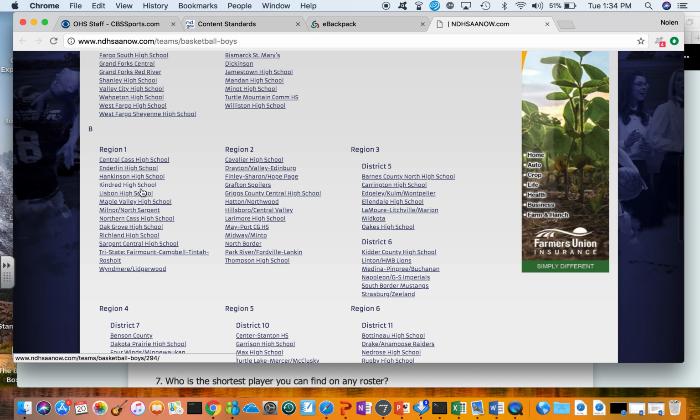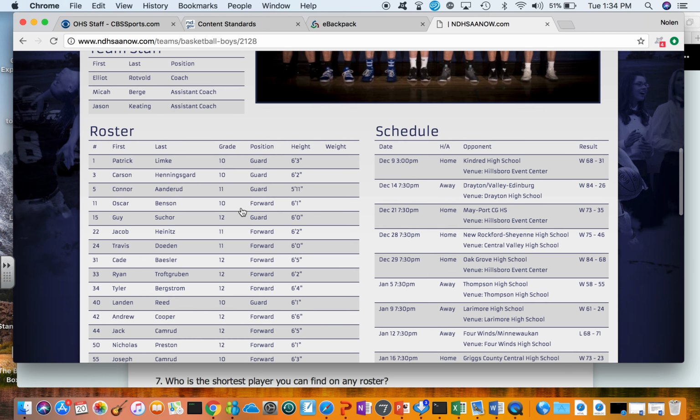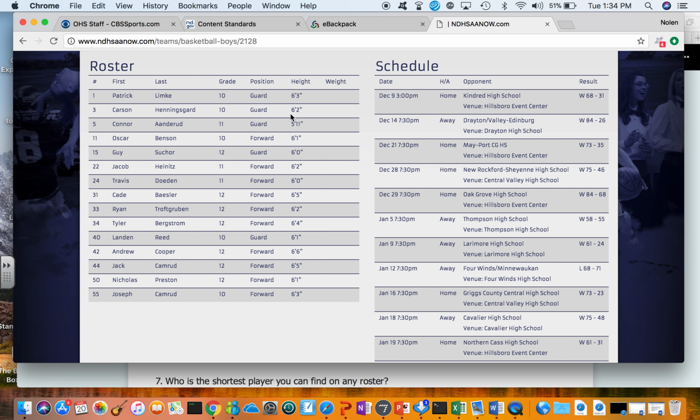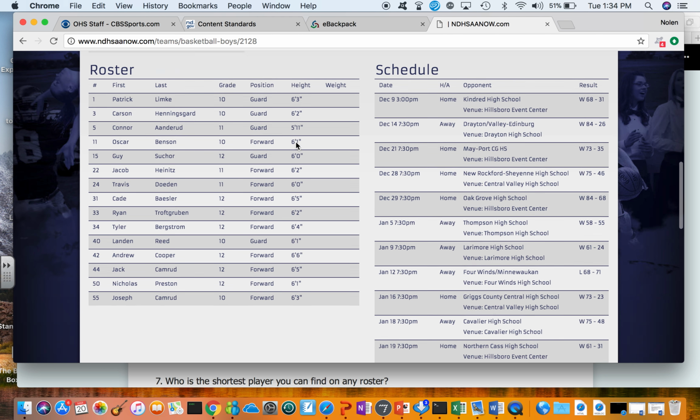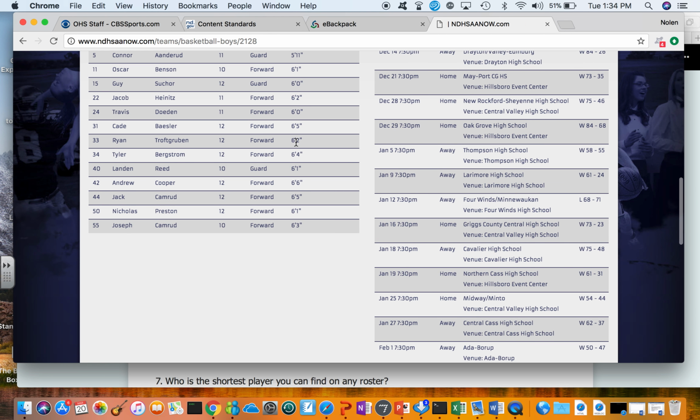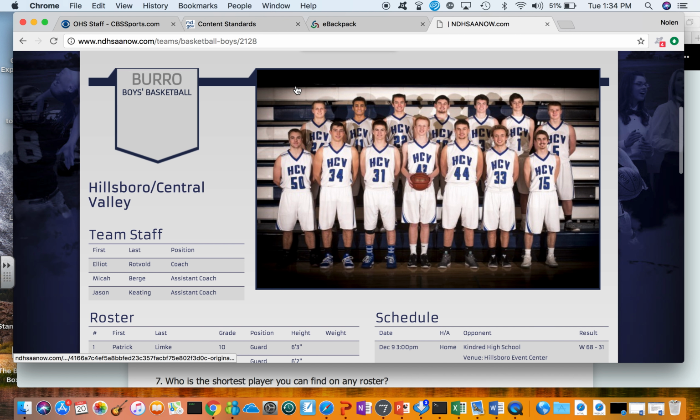So I need to find the tallest, I need to find the shortest. If I click on Hillsboro here, I'm going to just take note that their tallest player is 6'6", Andrew Cooper. Their shortest player is 5'11", Connor Anderud. And I'm going to have to do that for each team to find out who is the tallest, who is the shortest. Okay, next.